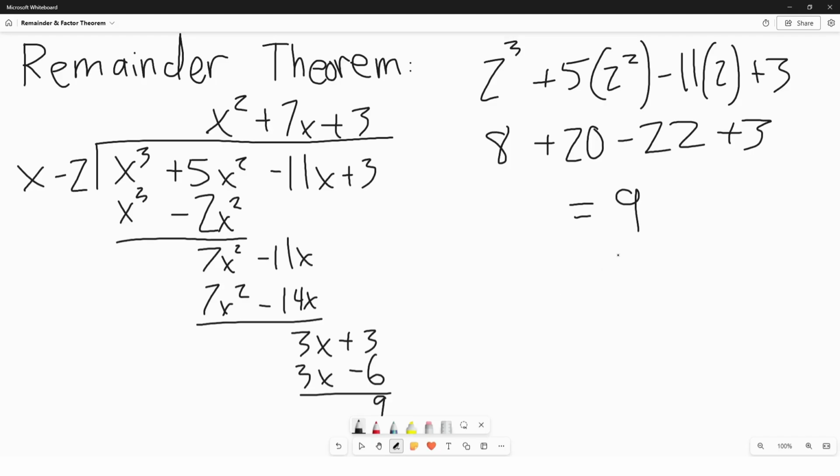And notice how they're the same number, so we can use this to find the remainder even easier just by plugging in. As we said, set the divisor equal to 0 and find x, and then plug x back into the original dividend and you'll find the remainder.